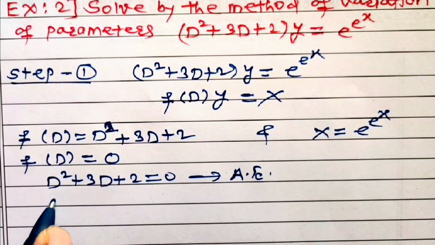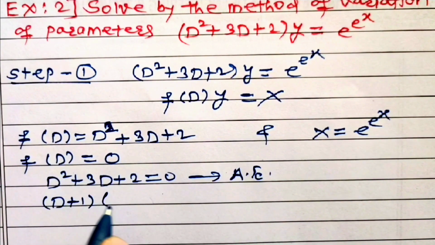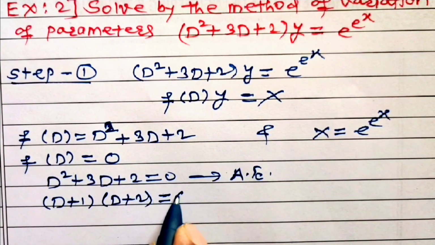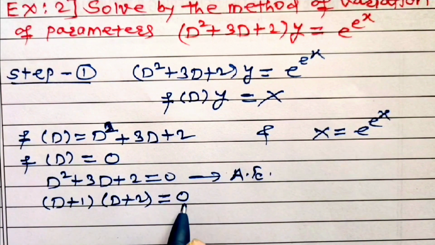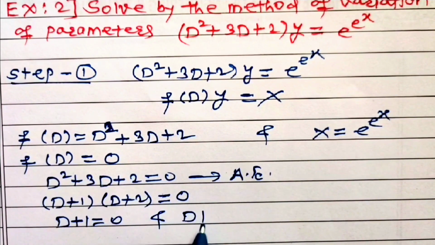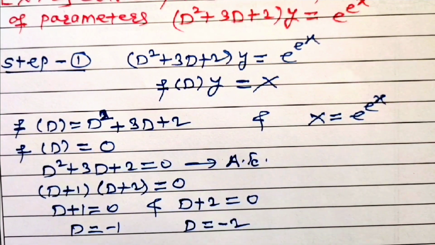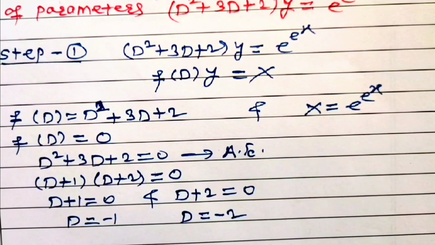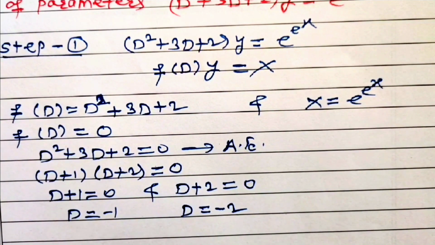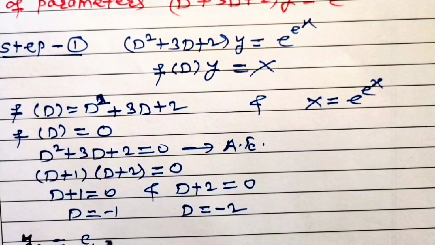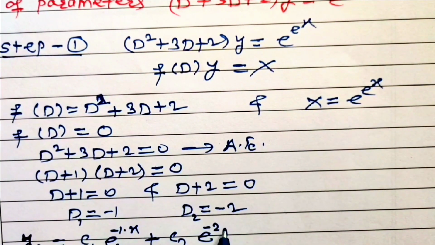This can be written as (D plus 1) into (D plus 2) is equal to 0. Then equating each factor with 0, D plus 1 is equal to 0 and D plus 2 is equal to 0. This gives D is equal to minus 1 and D is equal to minus 2. Minus 1 and minus 2, these are auxiliary roots which are real and distinct. Then complementary function yc is given by c1 e to the power minus 1 times x plus c2 e to the power minus 2 into x.